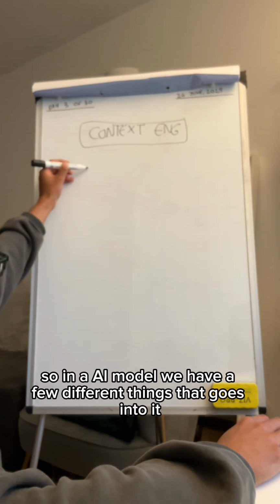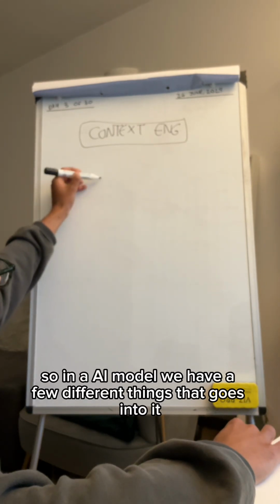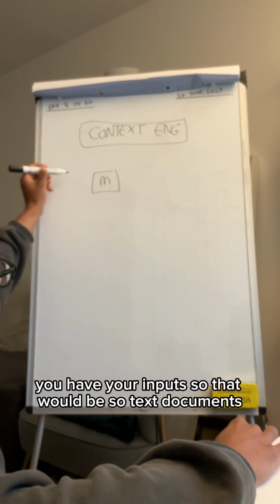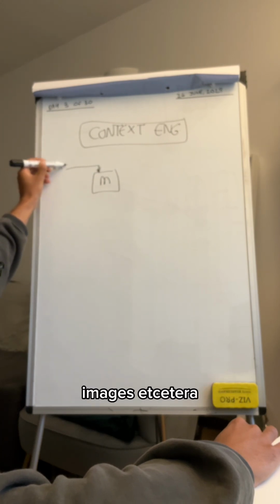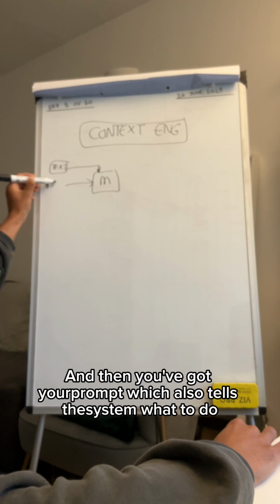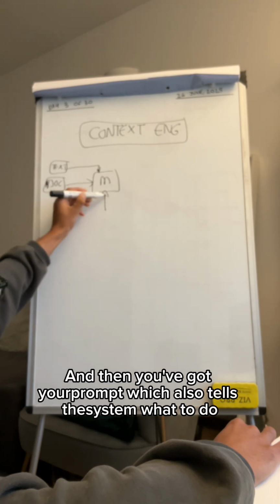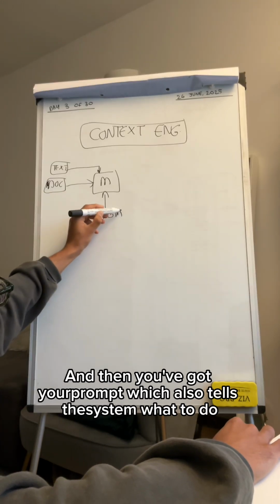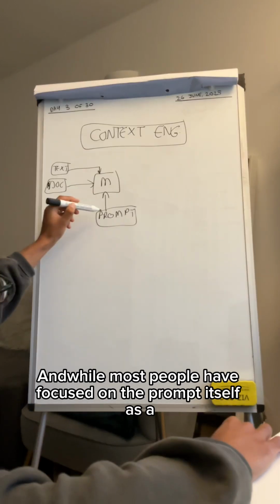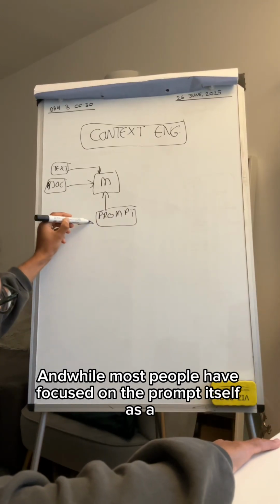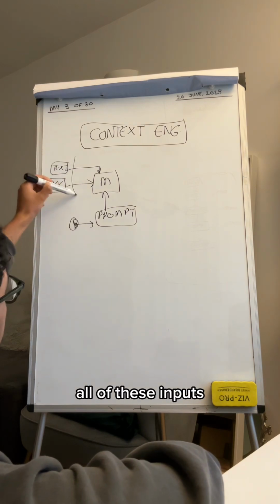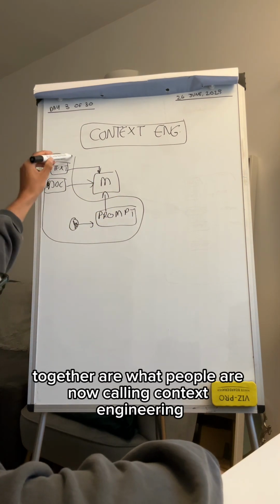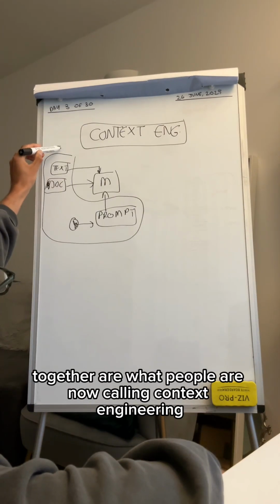So in an AI model, we have a few different things that go into it. You have your inputs, so that would be text, documents, images, etc. And then you've got your prompt, which also tells the system what to do. While most people have focused on the prompt itself as the thing that's changing, all of these inputs together are what people are now calling context engineering.